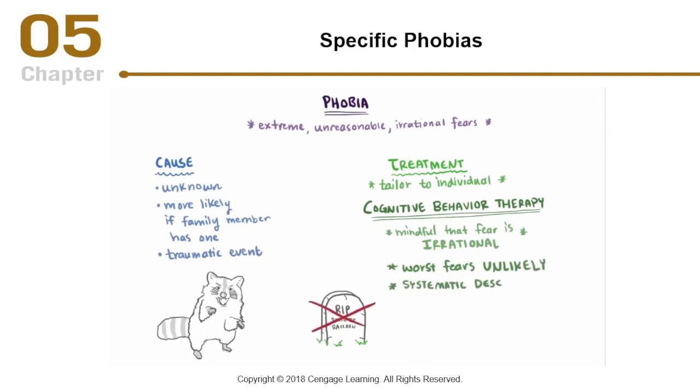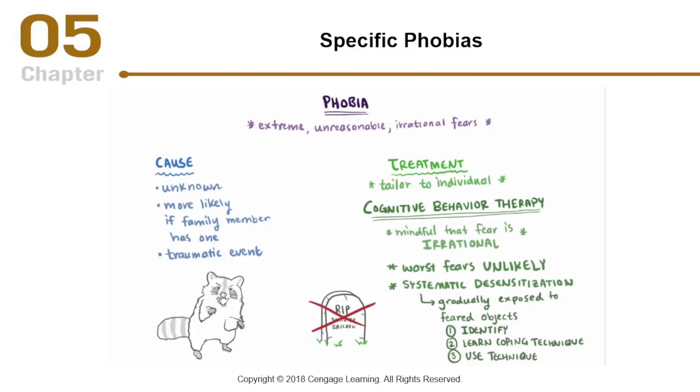Also, systematic desensitization might be used, where a person is gradually and systematically exposed to the feared objects. Patients first learn to identify the anxiety, then they learn coping techniques, and last they use their learned coping techniques to overcome situations. The vast majority of patients can be treated using these tailored methods.